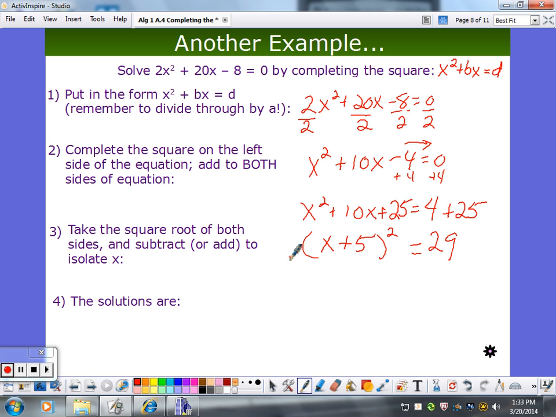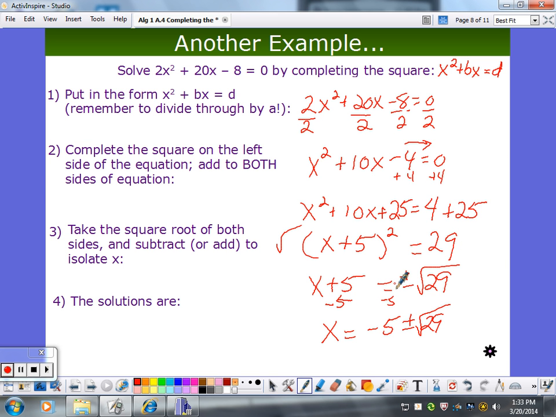So what's going to happen here when I take a square root? And then I have to take plus or minus, right? I don't know what the square root of 29 is, so I'm just going to write it like that. Is that the square root of 29? Sure. Subtract the 5 to move it over. x equals negative 5 plus or minus the square root of 29. This is the exact set of solutions.